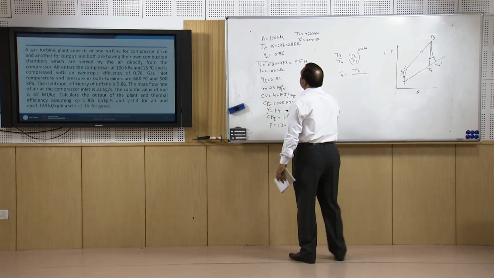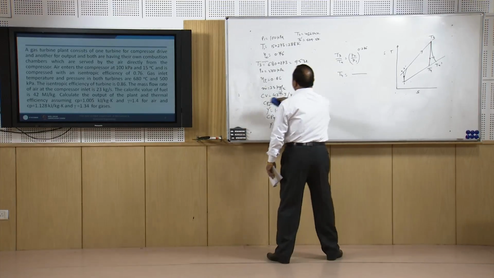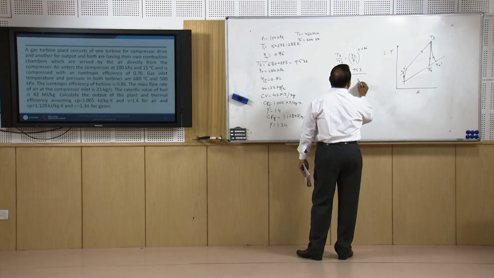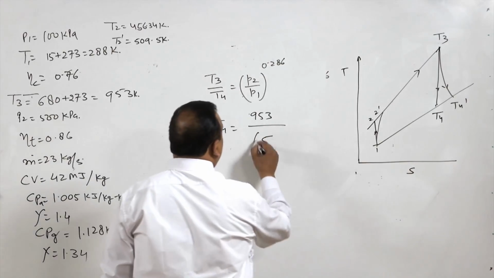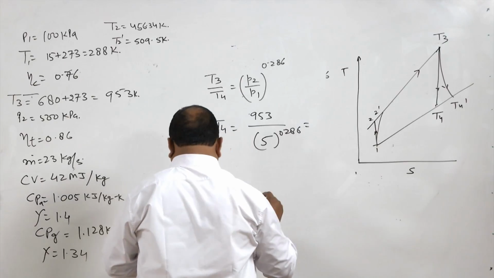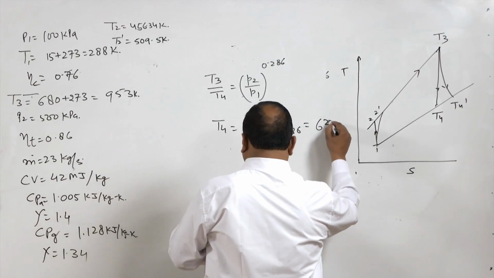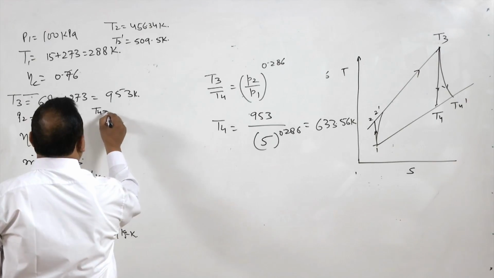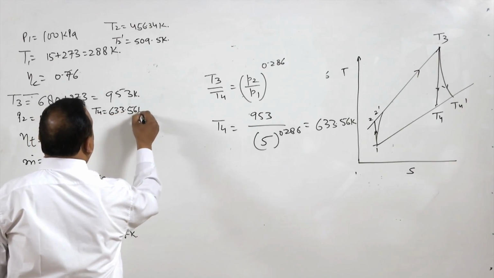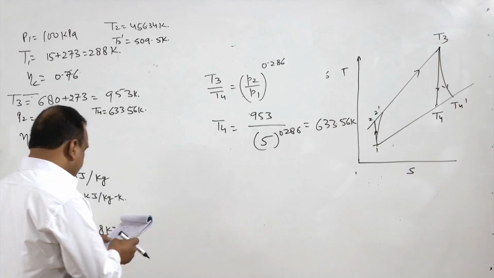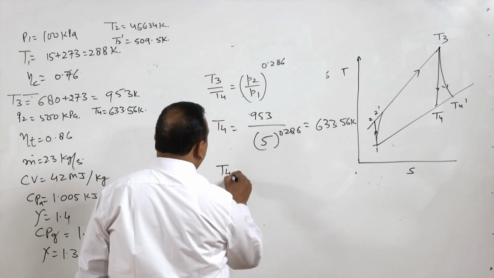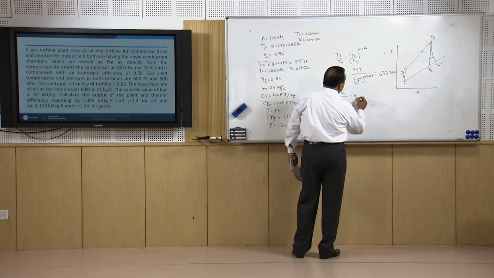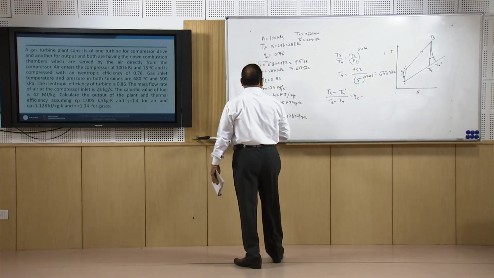So, T3 is equal to how much? 953. So, we will directly write 953 Kelvin, and P2 by P1 is 500 by 100, 5 raised to power 0.286, and this gives the value of T4 as 633.56 Kelvin. So, T4 is 633.56 Kelvin. Okay. Now, T4 dash. So, T3 minus T4 dash divided by T3 minus T4 is the efficiency of the turbine. Efficiency of the turbine is given here. It is 0.86.